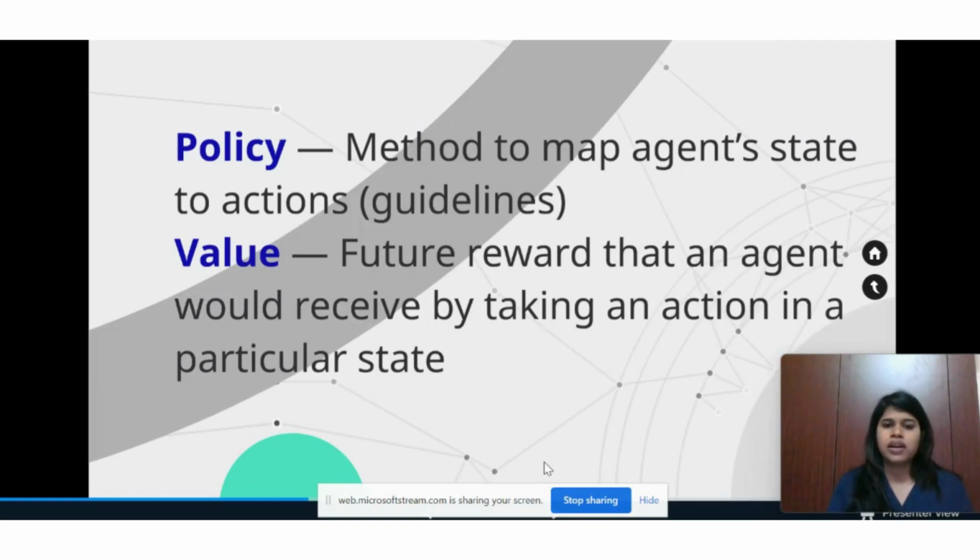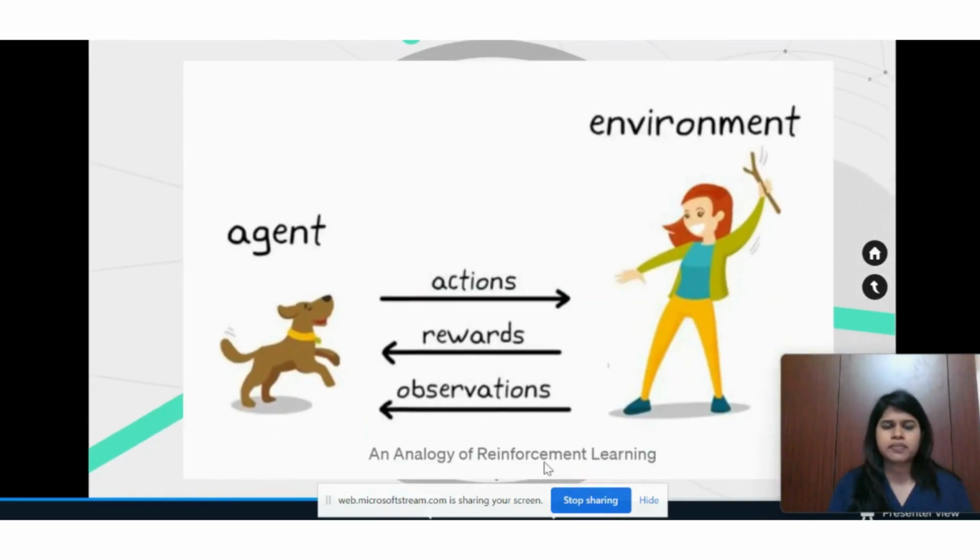So this is the overall model of reinforcement learning, or these are the basic components of reinforcement learning. In a simple analogy, I have given this picture which actually portrays a dog being trained.